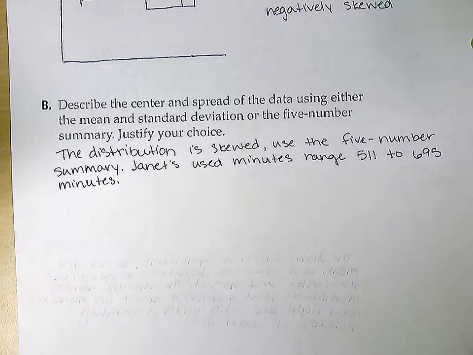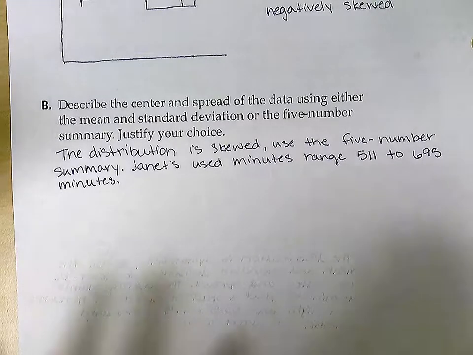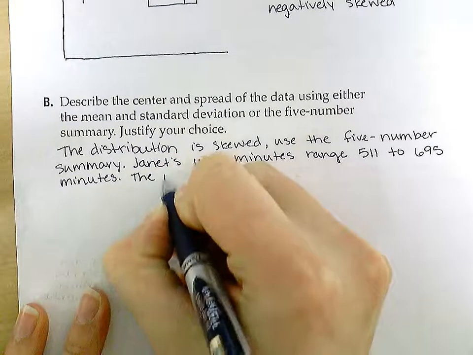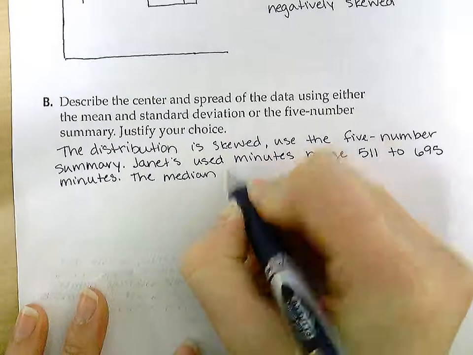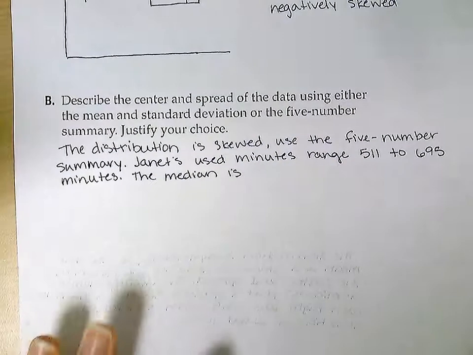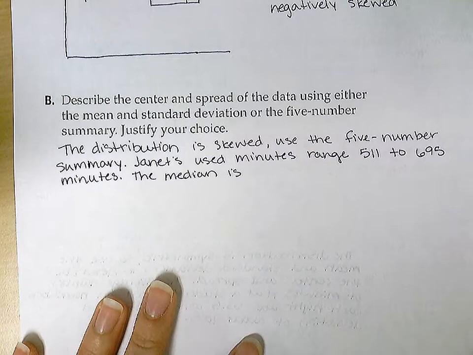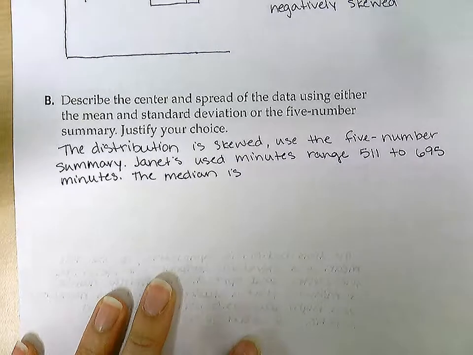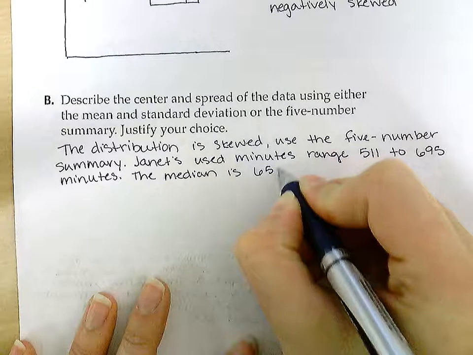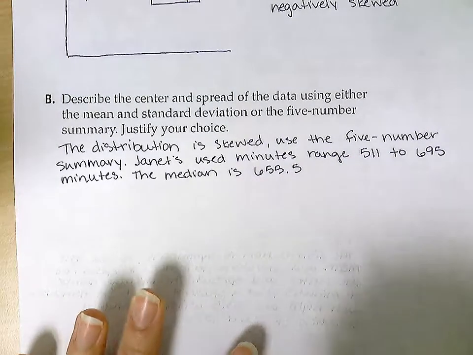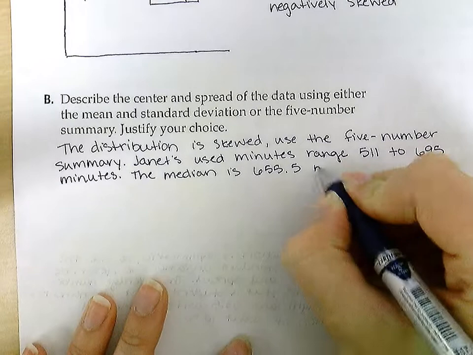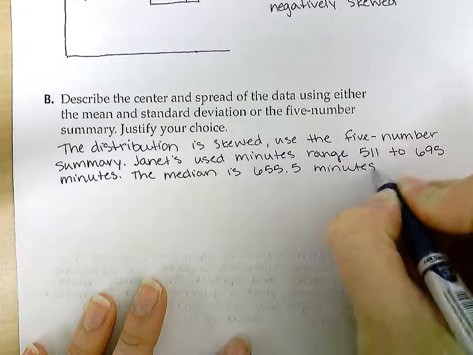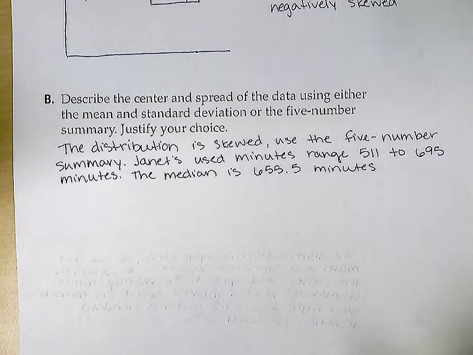Then I want to say something about the median. So the median is what? What's the median? What's the number? Where does it tell you? Don't you have to press a button? I told you how to do that. Okay, so the median is 655.5 minutes.